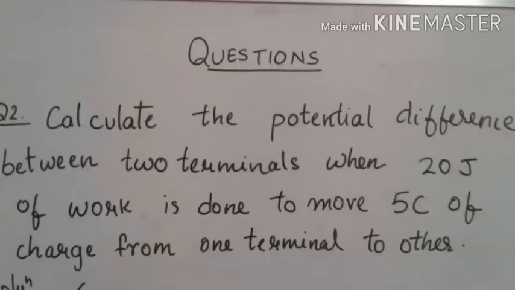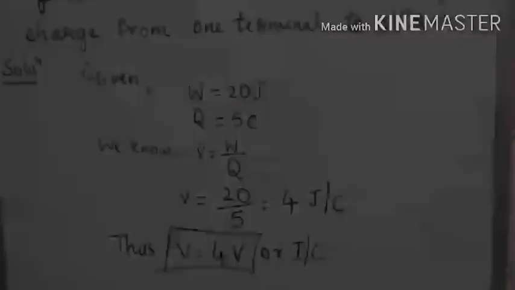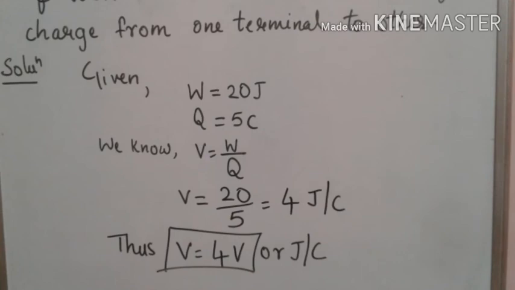Let us see another question now, a numerical. Calculate the potential difference between two terminals when 20 joule of work is done to move 5 coulomb of charge from one terminal to another. Let's see what is given in the question. W is equal to 20 joule and Q is equal to 5 coulomb. We know the formula, and when we put the values, we get V to be 4 volt, or you can write joule per coulomb.